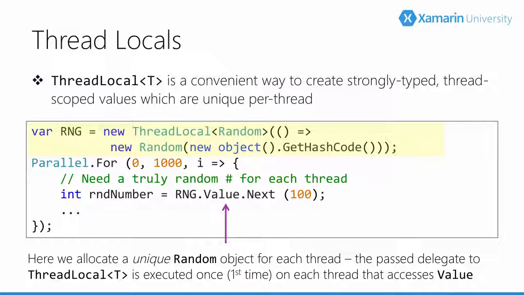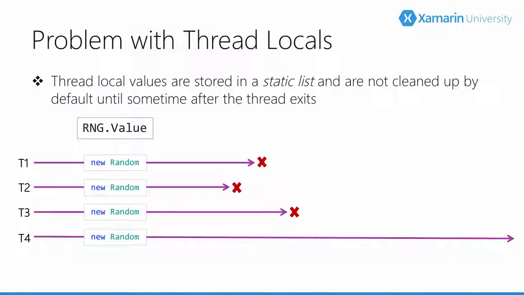What's the problem with this? Well, the problem is that each thread that touches this gets a unique object, and we can't get rid of this object until the thread itself goes away. So as an example, here we have 4 threads that all touch the RNG value. And so notice as soon as they touch it, they get a new random object.